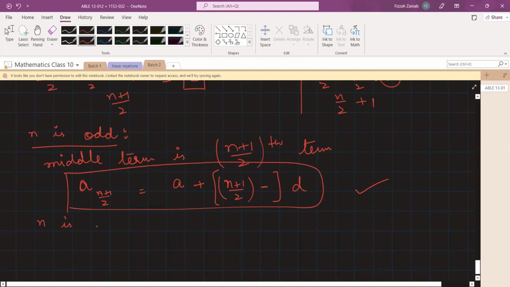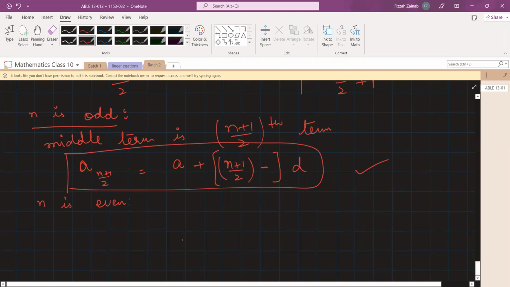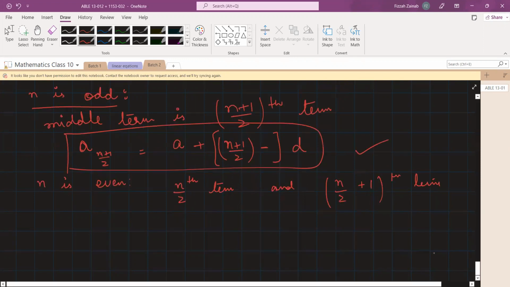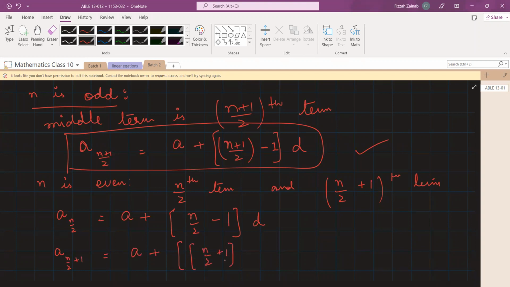Now, if n is even, the middle terms are the n by 2th term and the next term, n by 2 plus 1. Understood? So we write a of n by 2. It will be a plus n by 2 minus 1, into d. This is one of the middle terms, and the next one, a of n by 2 plus 1, will be a plus n by 2 plus 1 minus 1, into d. So in place of n, just replace this.